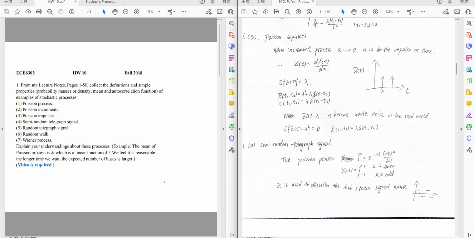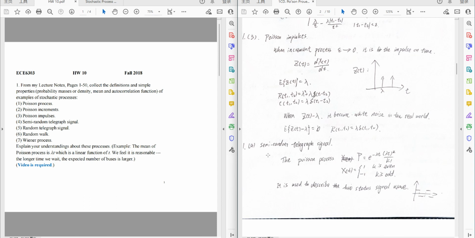And we need to know when Zt minus lambda becomes white noise in the real world, because we can see this: the expectation of this noise is 0. That's right. We know the average of the white noise in the real world, to some signal wave, is 0. But the R is lambda impulse of T1, T2.